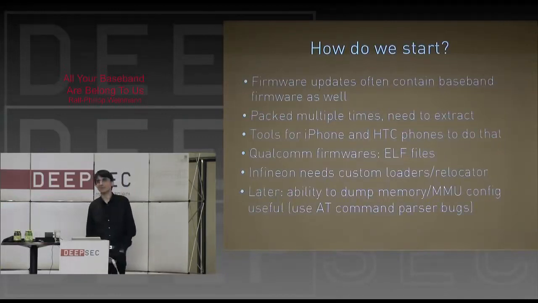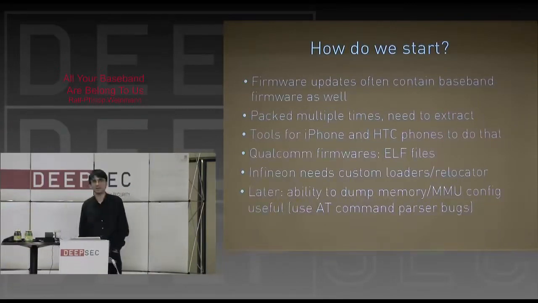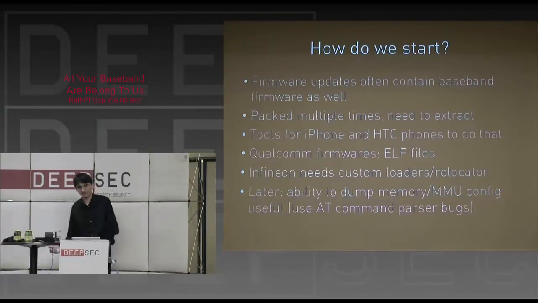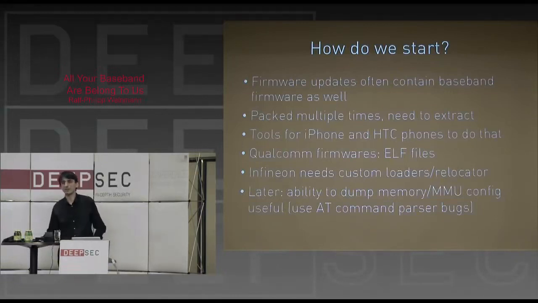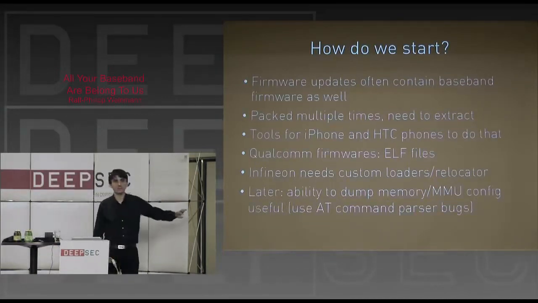But the other thing that you can do is, people use all of these bugs to unlock the phones, to do soft unlocks these days. And you can use the same path to inject your own code into the baseband through a bug in the AT command parser. And hence, you can gain information about the MMU configuration, for instance, or you can dump regions of memory. This is very nice, but you probably shouldn't start with that initially. It's nice when you get stuck later.